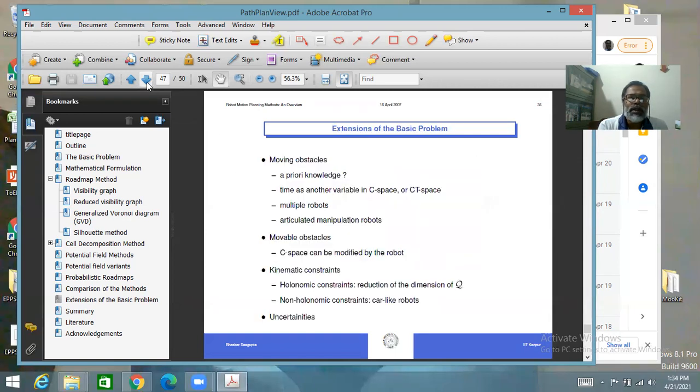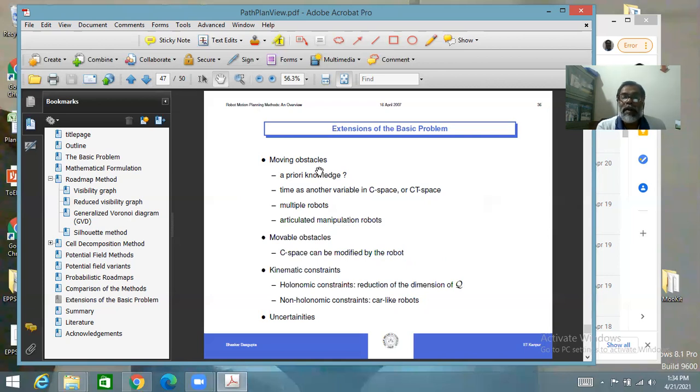And now we come to the point of the extensions of the basic problem. The basic problem was a single rigid body of a known geometry in a work cell, the geometry of which is completely known and so on. Okay. Now, one is, what about obstacles that can move?